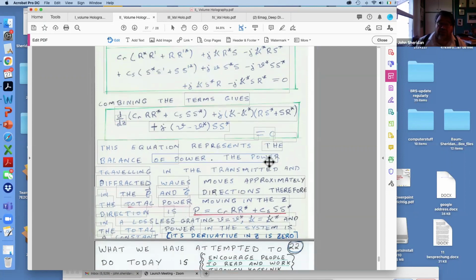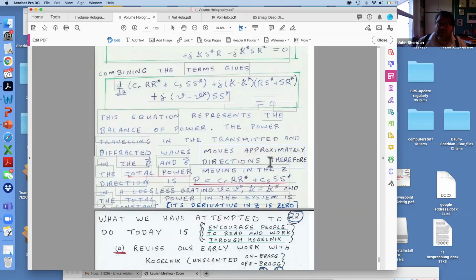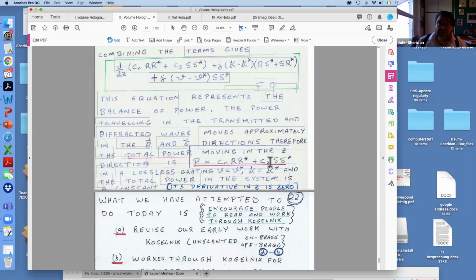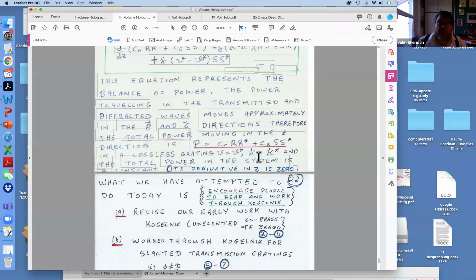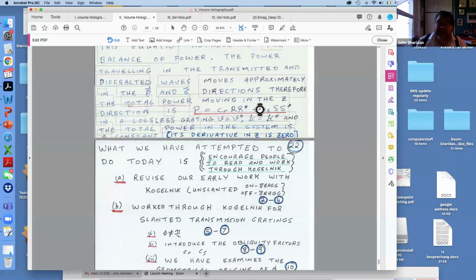And this equation represents the balance of power. It represents the balance of power traveling in the transmitted and diffracted directions. The diffracted waves move approximately in the rho and sigma directions. Therefore, the total power moving in the z direction is given by this.